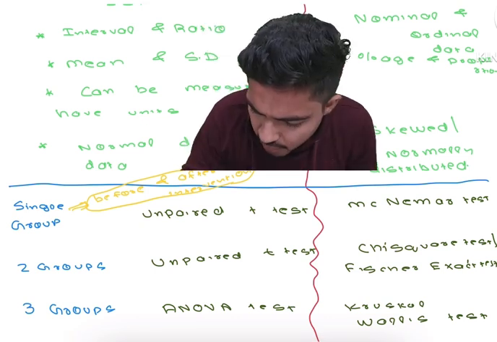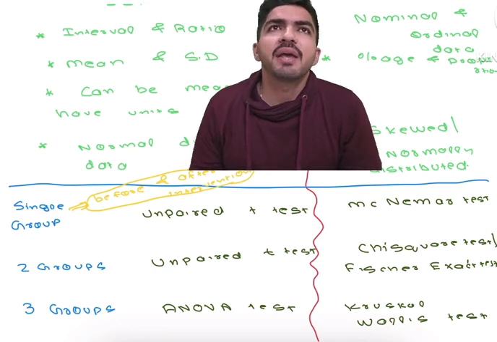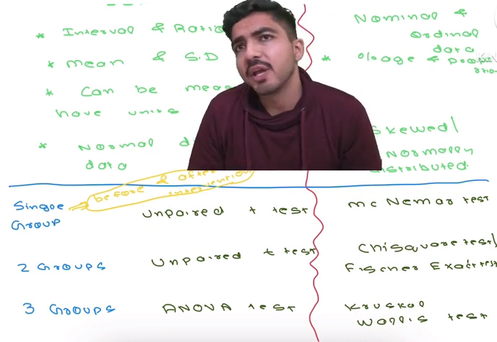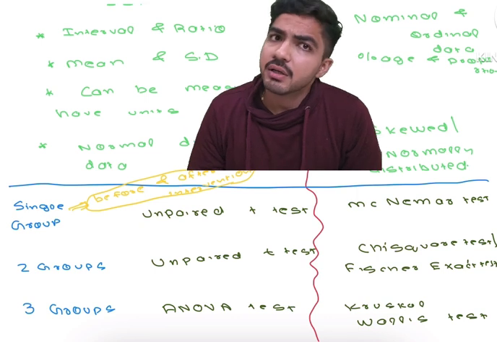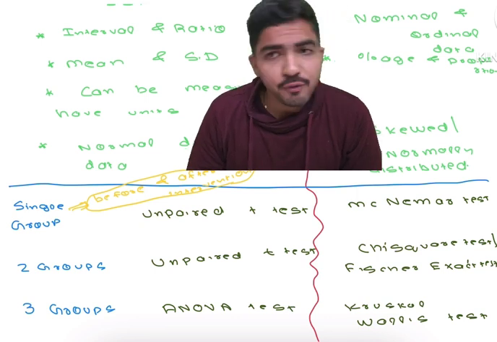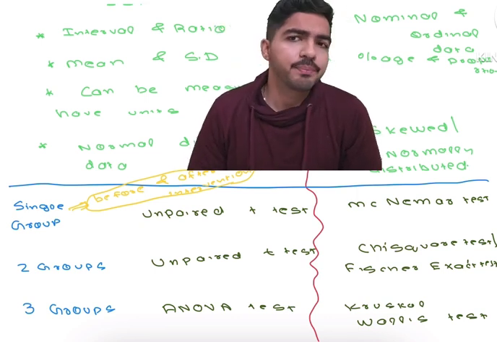Talking about two groups, sir, I checked hemoglobin level in 20 patients of dengue and in 20 patients of typhoid, and I compared both of them.